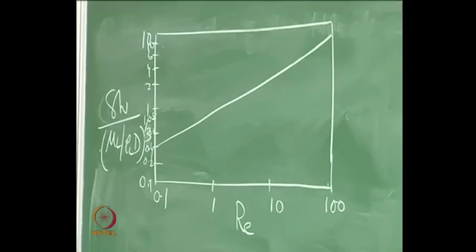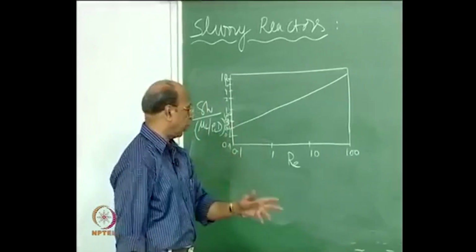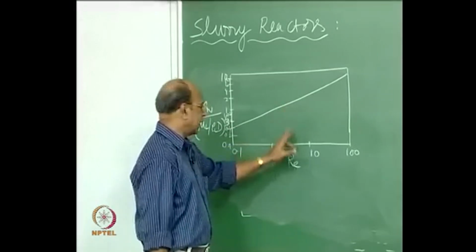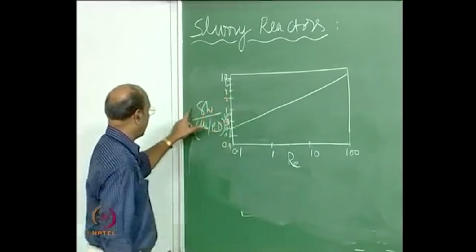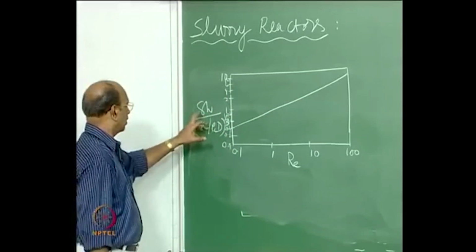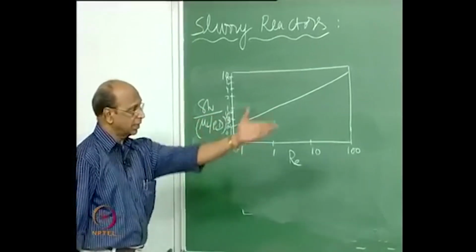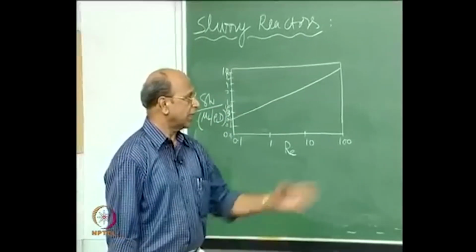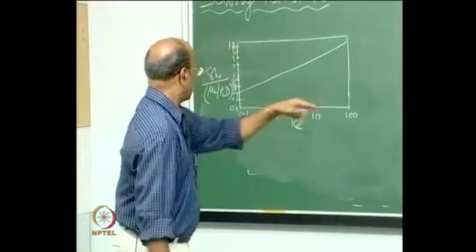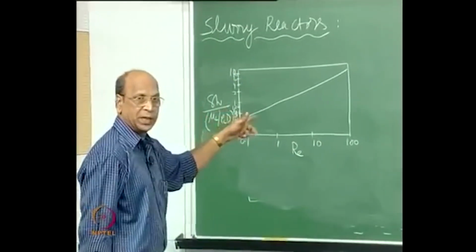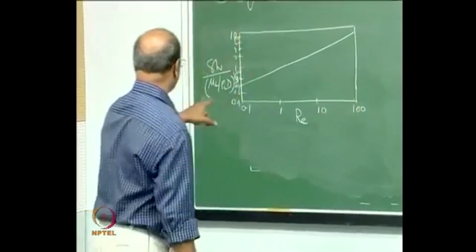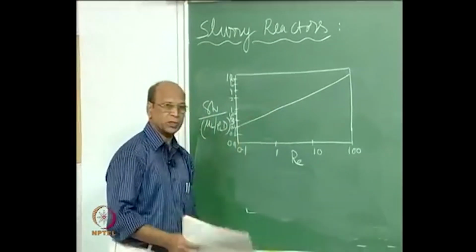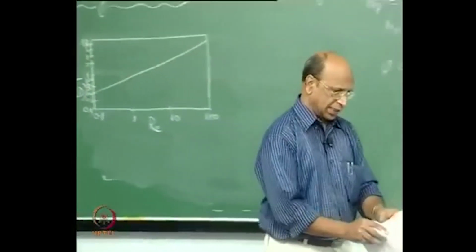That means if you want to design, or if I give you the problem, I have to supply this information and then you first calculate the Reynolds number. If it is 10, go there and read off the coordinate. Sherwood number is defined as Kc dP by the diffusivity d. Substituting that value, you can calculate what Kc is from this. Good, that is the correlation.